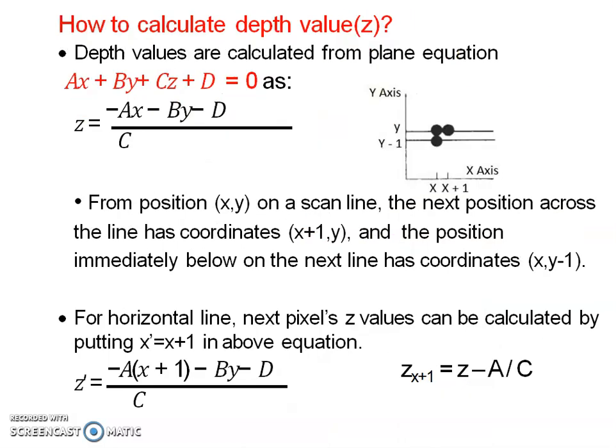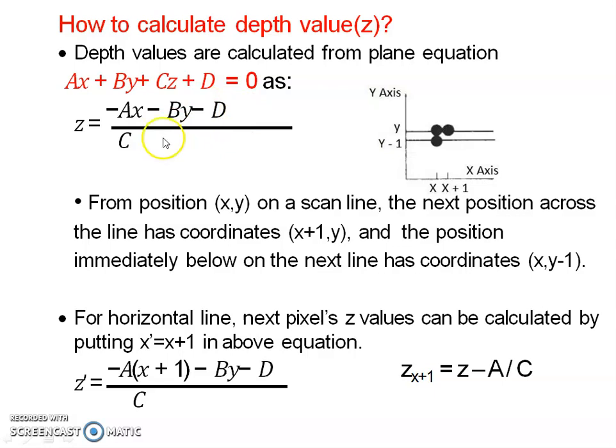And here is how to calculate the depth value. Depth values are calculated from the plane equation. We know the plane equation as Ax plus By plus Cz plus D is equal to 0. Then we have to calculate this z value. From this equation we get Cz equals minus Ax minus By minus D. Then z is equal to minus Ax minus By minus D by C.